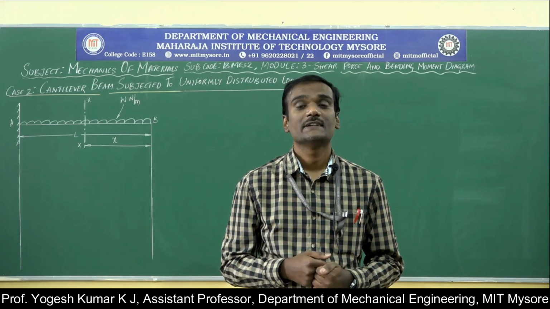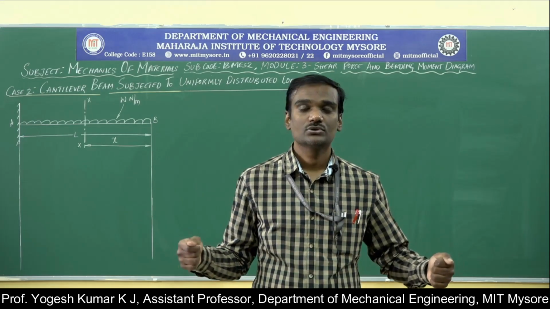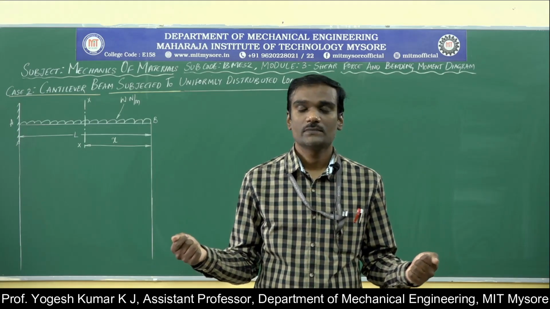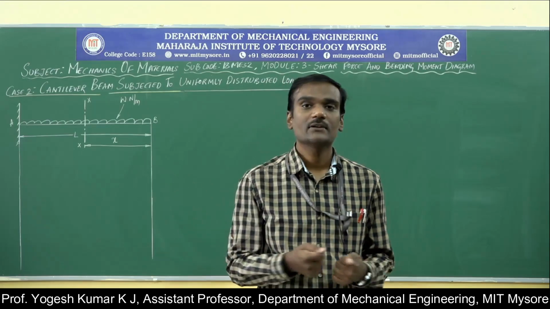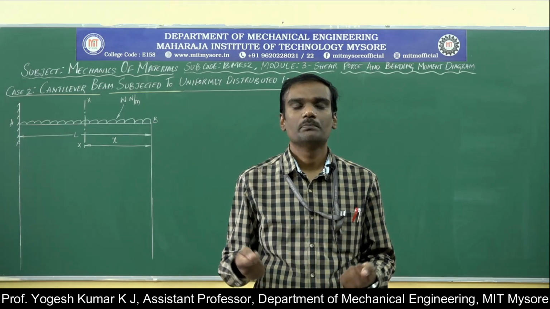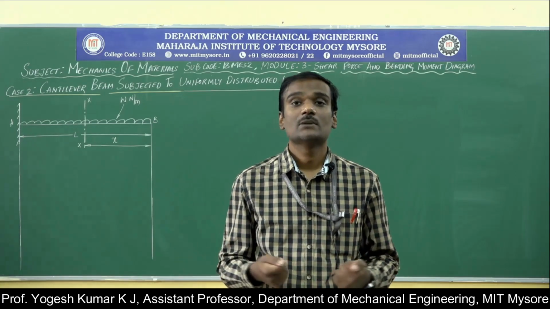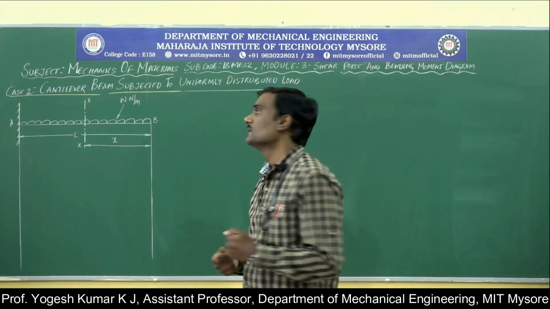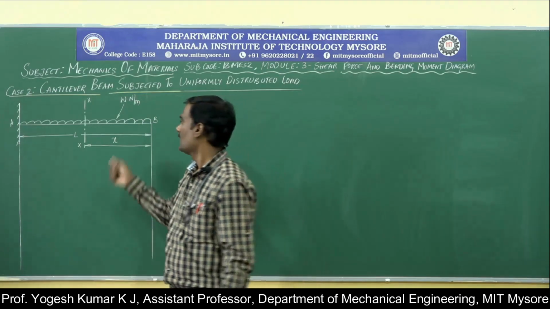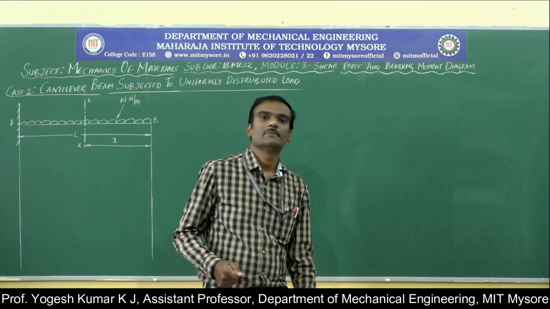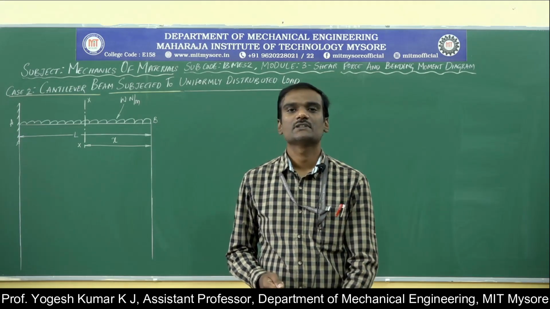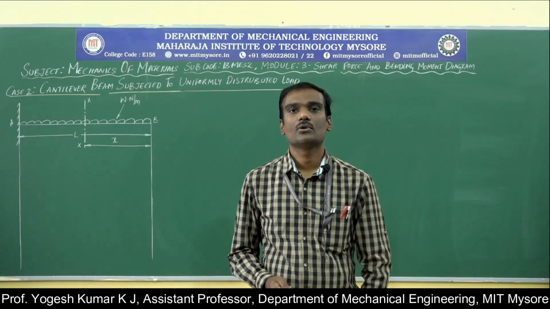Now the UDL should be multiplied with the span length over which it is spread. If we take this problem, the UDL is acting on a span length of L. If I multiply W with L, it becomes WL, and this magnitude of load WL will be acting at the mid span of this beam. This is the case for a uniformly distributed load.